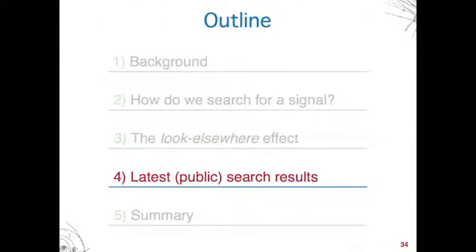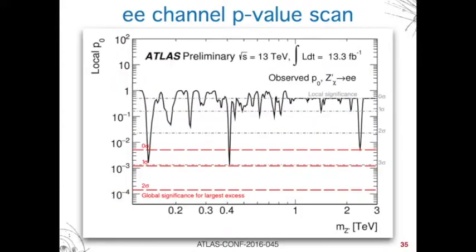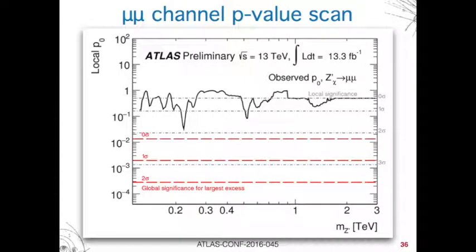Let me quickly blaze through the latest search results using this method. In the dielectron channel, of course, we are looking at the possibility that the Z prime decayed to 2 electrons. And now we have again the same p-value scan, but now not on a toy, on the actual data. So here the most significant point is where the p-value is lowest, corresponding to just almost 1 sigma global significance. In the dimuon channel, similarly, we can see that there are not very significant excesses here.